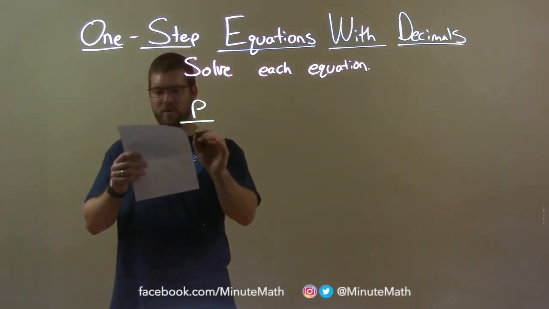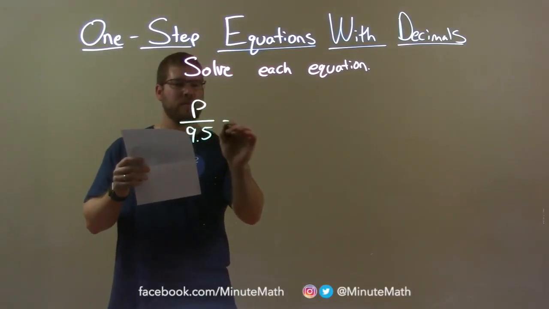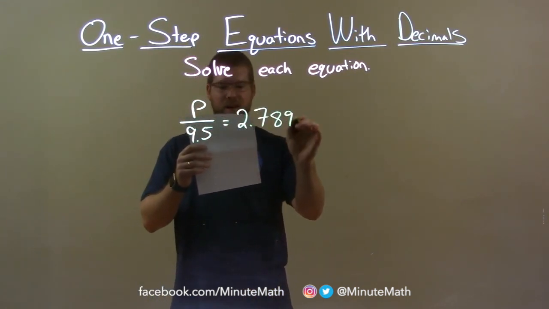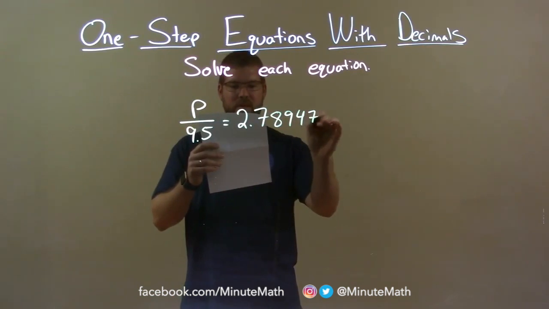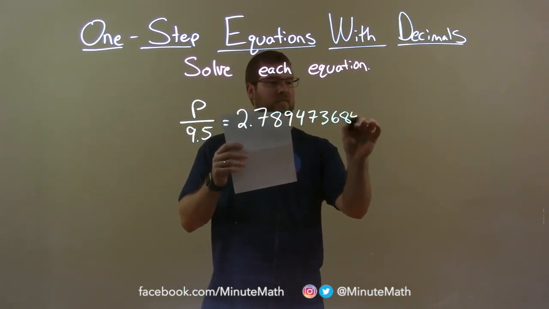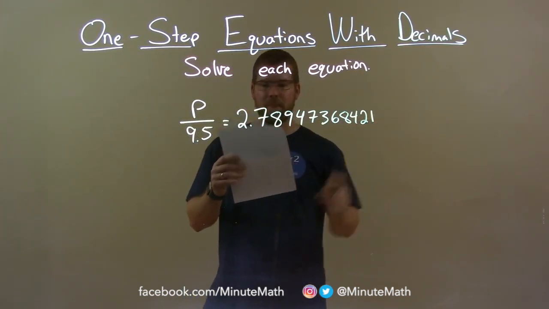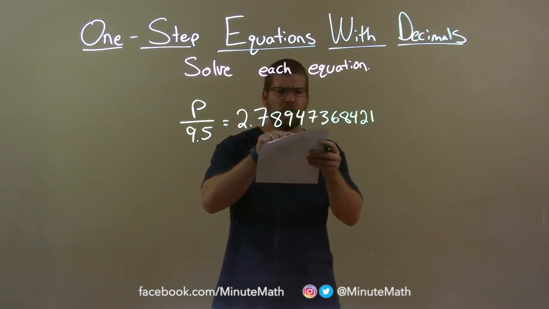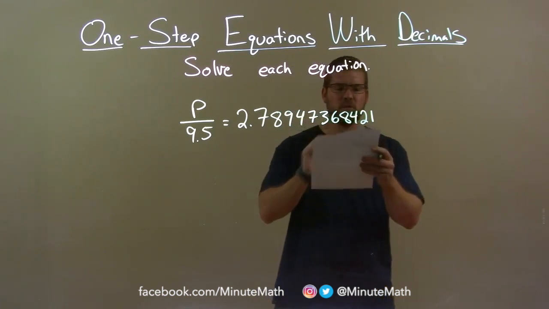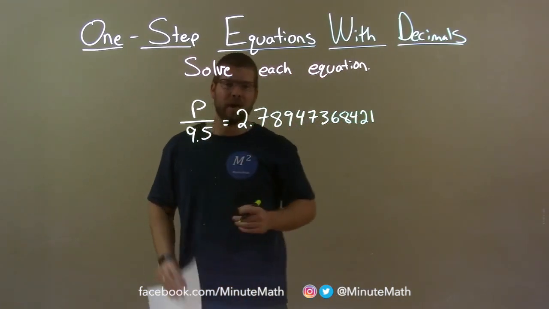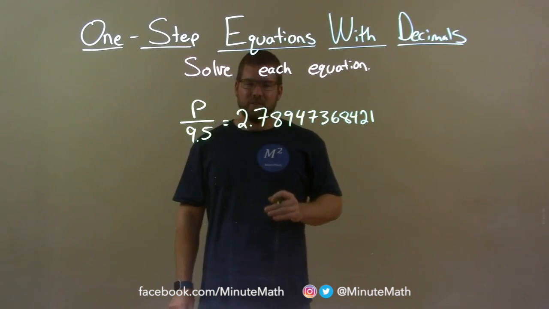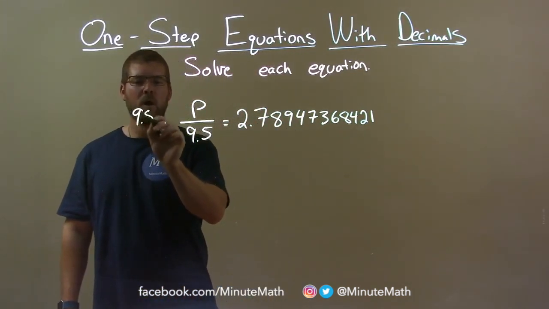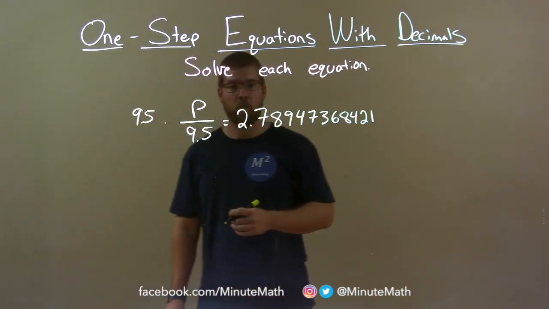p over 9.5 equal to 2.78947368421. Now let's double check that number. 2.78947368421. Got it. All right, we got to get p by itself. Principles are still the same. We got to multiply both sides by 9.5. Why? p is being divided by 9.5.